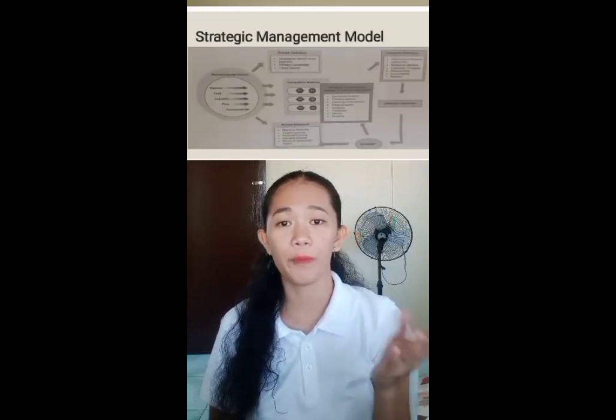This image represents a comprehensive strategic management model. It outlines a cyclical process, starting with defining the scope and moving through analysis, planning, implementation, and evaluation. So let's break down each of these components. First, domain definition. This initial phase sets the boundaries of the strategic planning process.